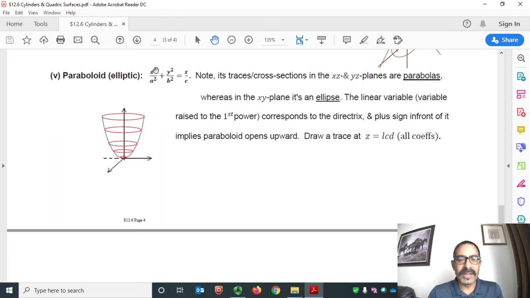Whereas in the xy plane, put z equals 0, it passes through the origin, or z equals any other number, let's say c, then this is x square over a square plus y square over b square equals 1. It's an ellipse. The linear variable, the z variable here, corresponds to the directrix, and plus sign in front of it implies paraboloid opens upward. If z is positive, opens upward, z is negative, opens downward, and draw our traces at z equals to LCD of all coefficients of x, y, and z. That's the idea. Let's do a quick example.